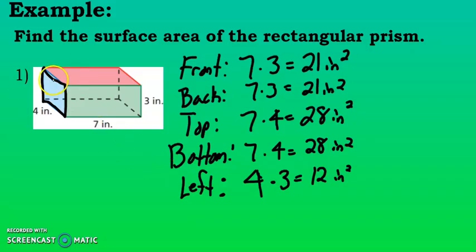And then we're going to do the same thing all over again, but with the right side. So right here, same deal. So that's the right.